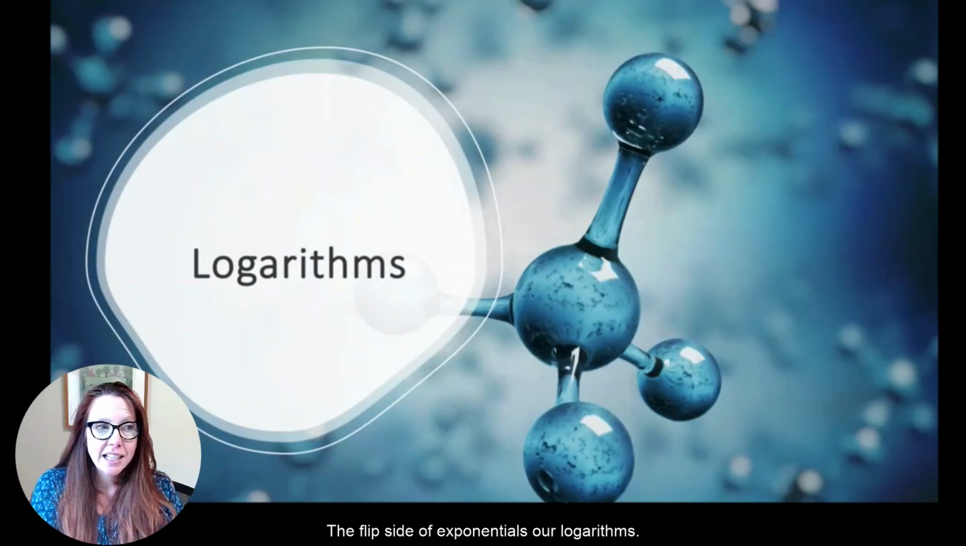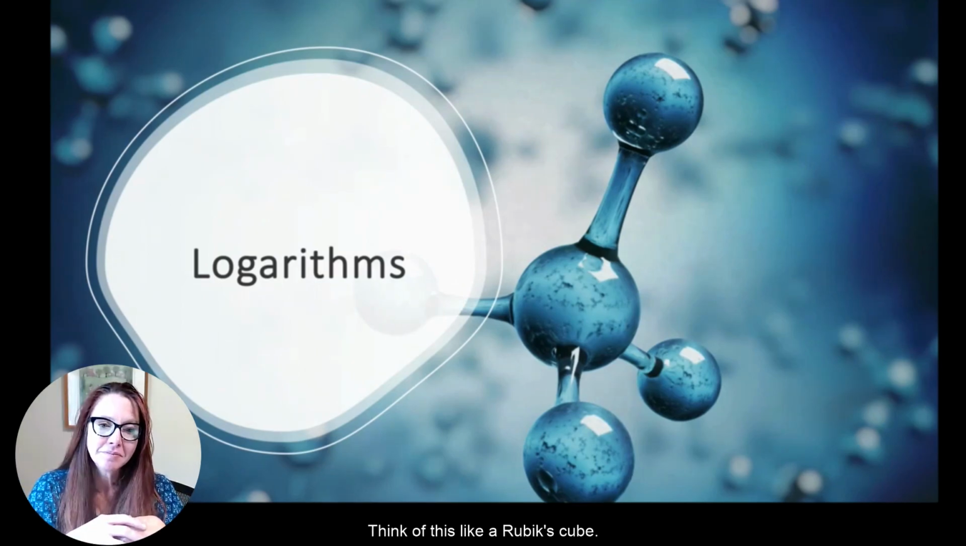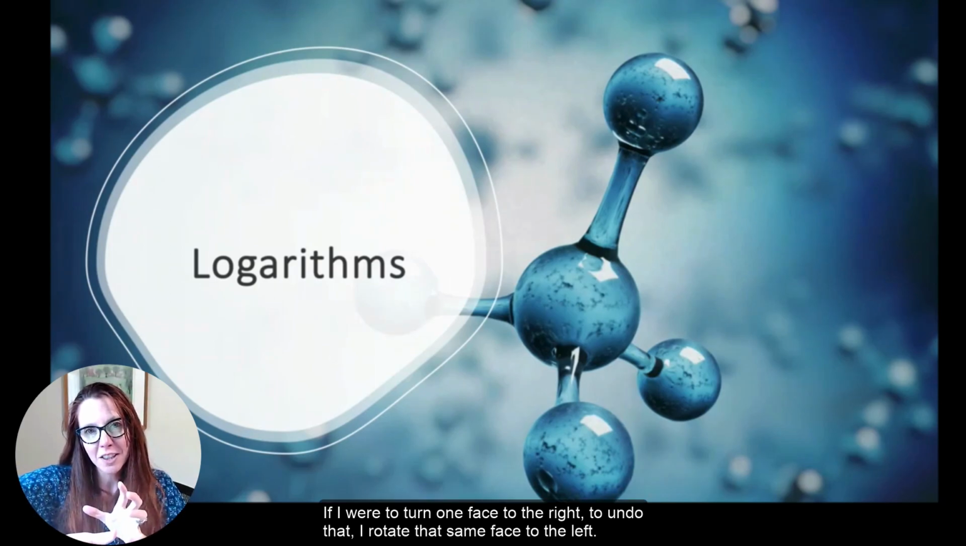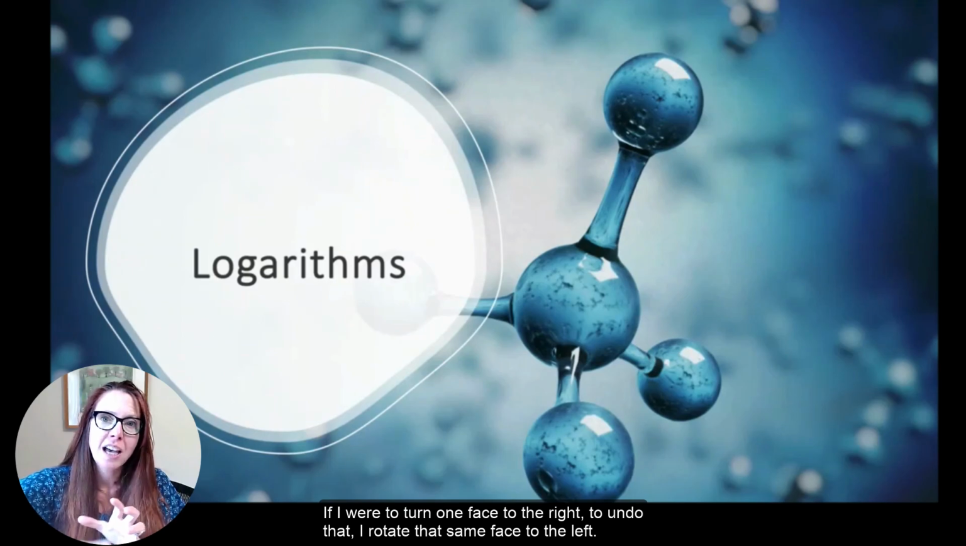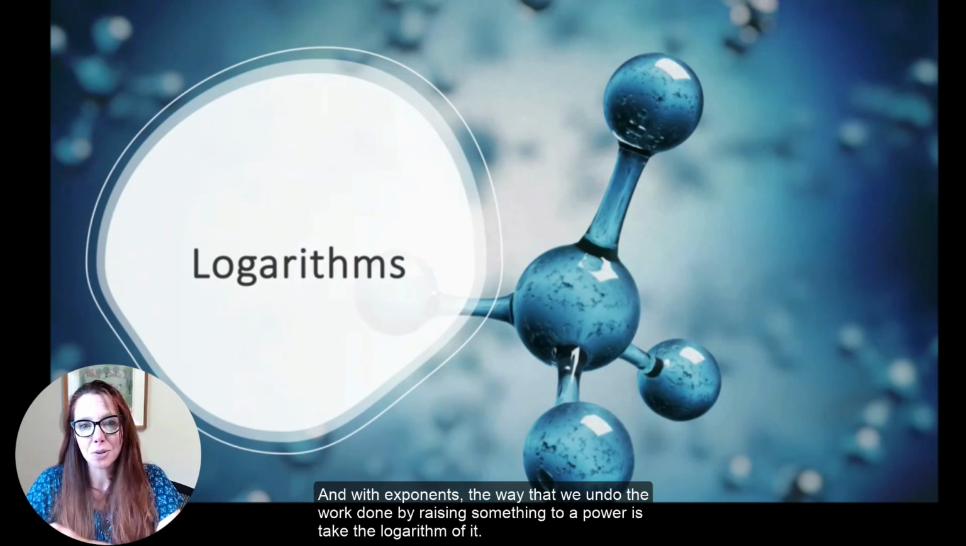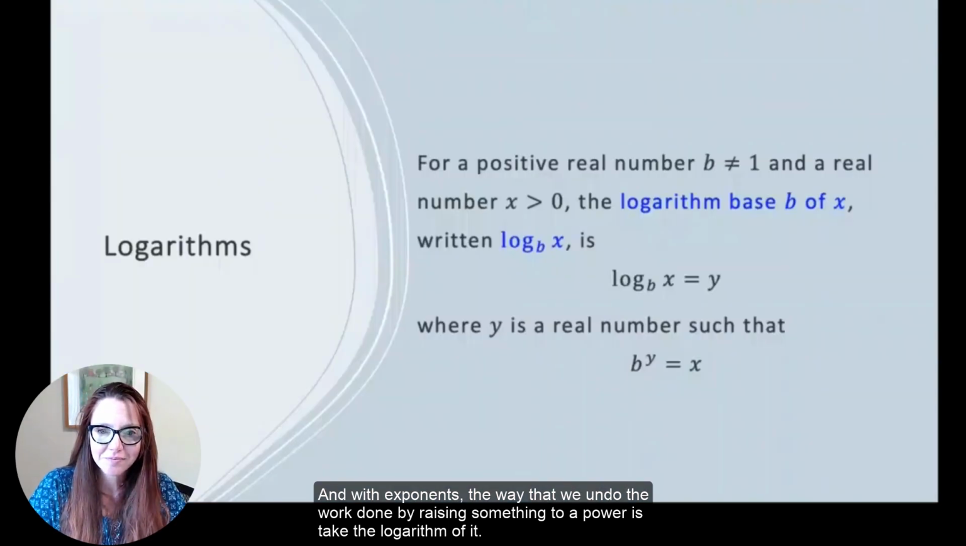The flip side of exponentials are logarithms. Everything in mathematics has a way to undo what we've just done. Think of this like a Rubik's Cube. If I were to turn one face to the right, if I want to undo that, I rotate that same face to the left. And with exponents, the way that we undo the work done by raising something to a power is to take the logarithm of it.